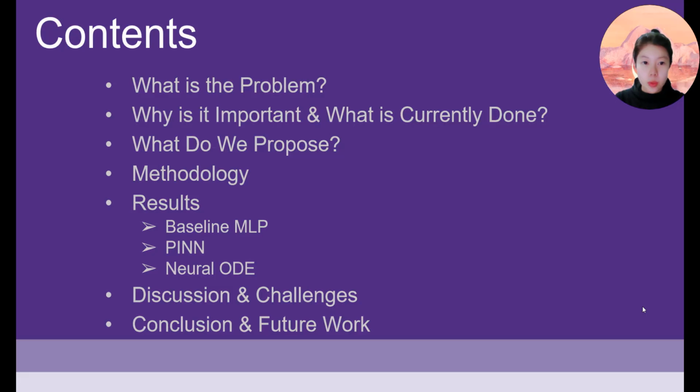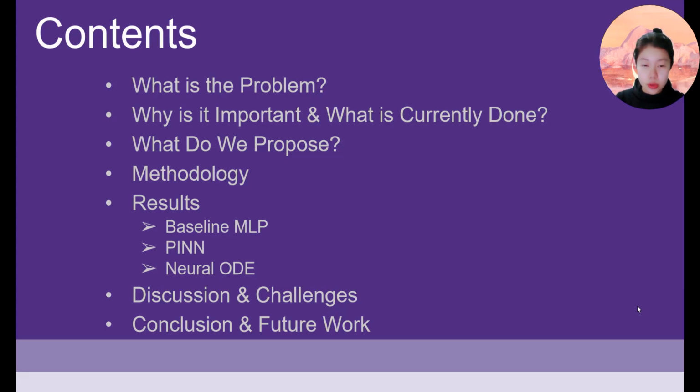Now, let me briefly walk you through the structure of my presentation. I'll start by introducing what the problem is, so we have a clear understanding of the task we are trying to solve. Then I'll explain why this problem is important and review what existing approaches have already been done in this area. After that, I'll move on to what we propose in this project, followed by a detailed explanation of the methodology.